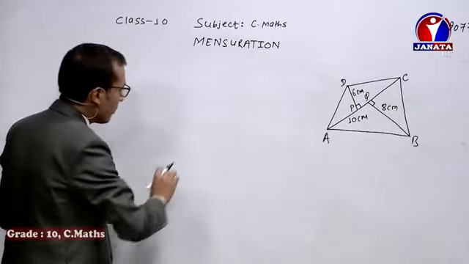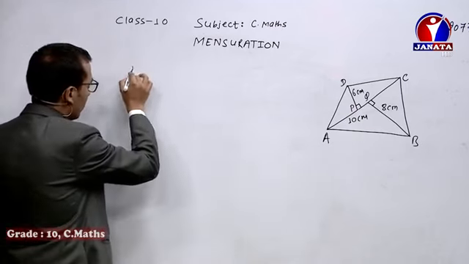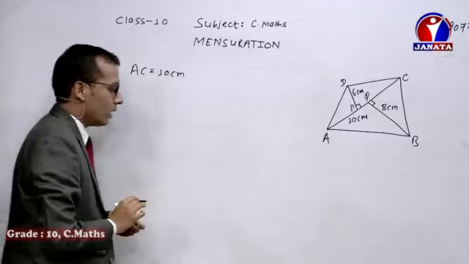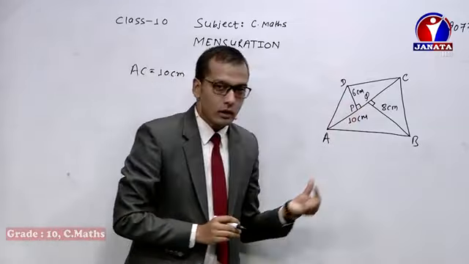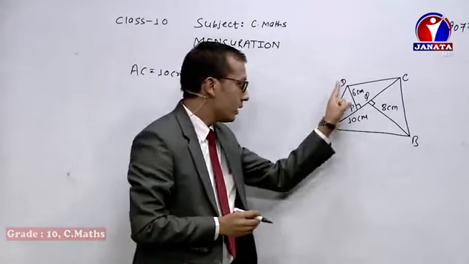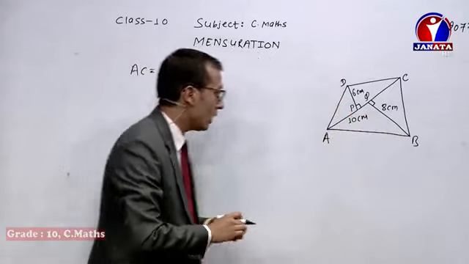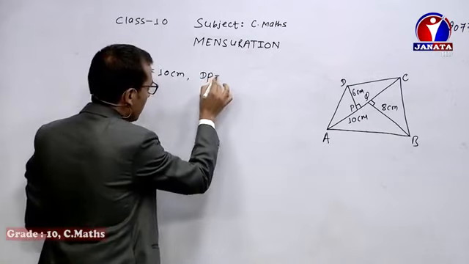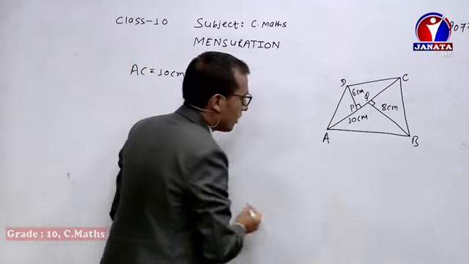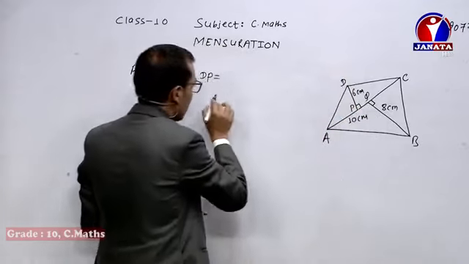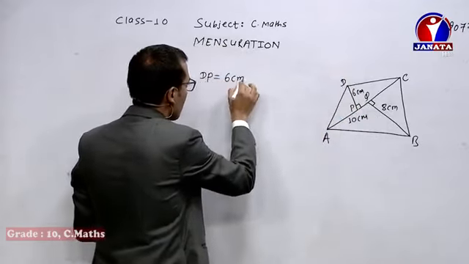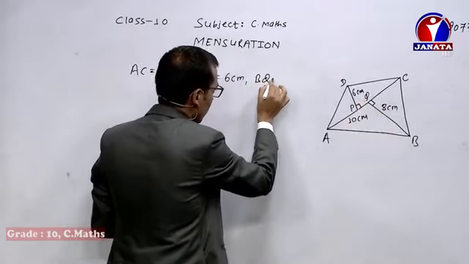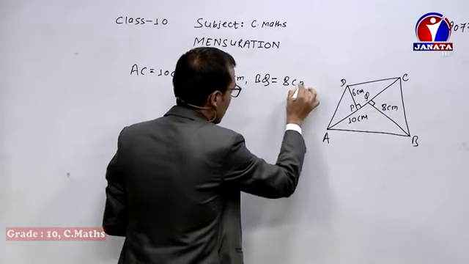What are the given informations here? The length of diagonal AC is 10 centimeter. What are the length of perpendiculars? DP and BQ. What is the length of DP? So DP is one perpendicular drawn from D on AC. Its length is 6 centimeter. And what is the length of BQ? BQ is 8 centimeter.